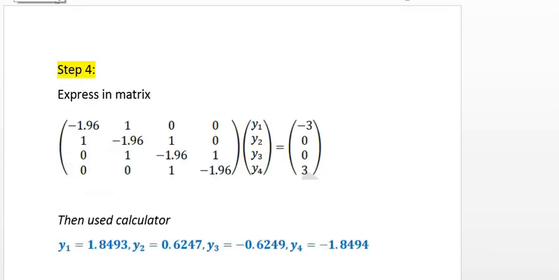The last step is for you dah dapat expression four equations tadi, then you put in the matrix form. And then what you do, you just use your calculator to get the value of y1, y2, y3 and y4. Okay, done. So that's it for your BVP. I'm hoping that you can understand it. Okay, good luck guys.